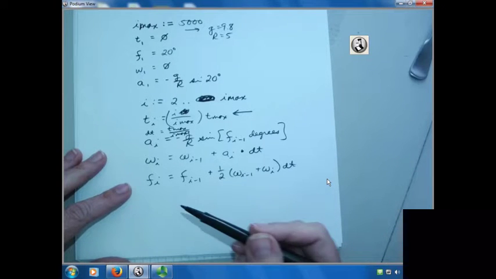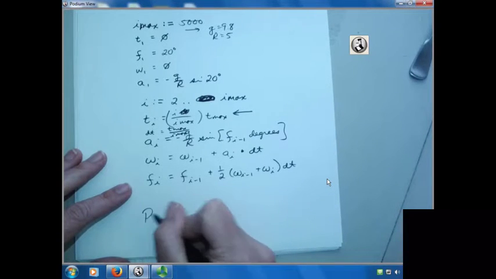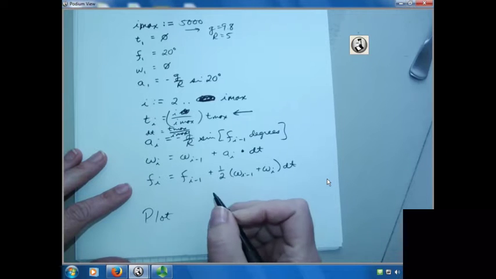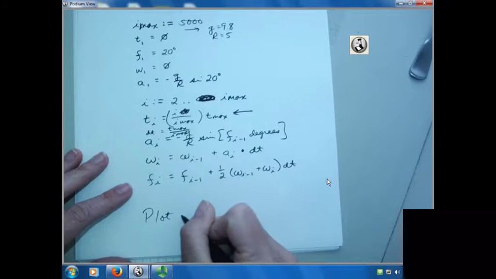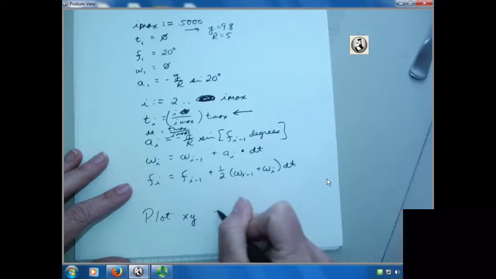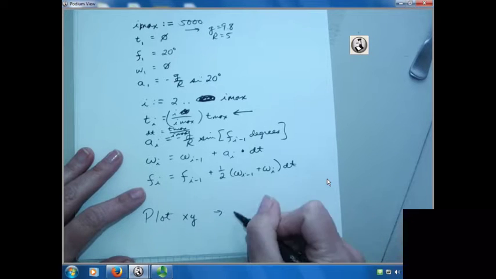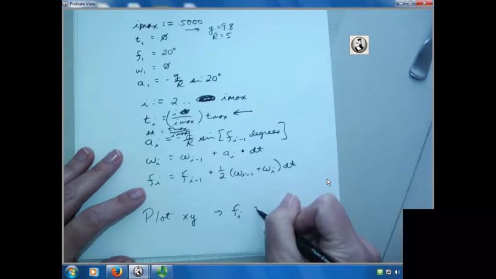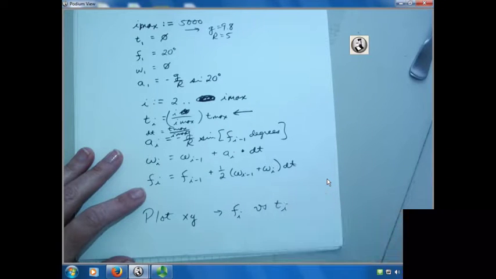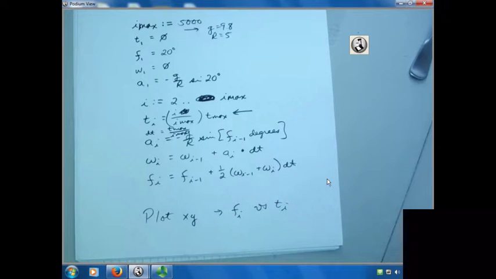I would like for you to plot f sub I, and then you'll go to your plotting thing, which is clicking on a box and choosing the xy plot, and plot f sub I versus t sub I, and you'll get the plot that you want. Is that clear? Are there questions about that?